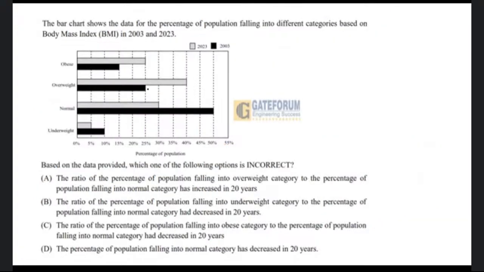This is a data interpretation problem utilizing bar graphs. The bar chart shows the data for the percentage of population falling into different categories based on body mass index, BMI, in 2003 and 2023. 2023 is this one, gray, and 2003 is the black one. Let us see these data, this is 0%, this is 5%, 10%, 15%, and so on. This is 50%, this is 40, this is 30, and this is 20. So I think now it's legible.